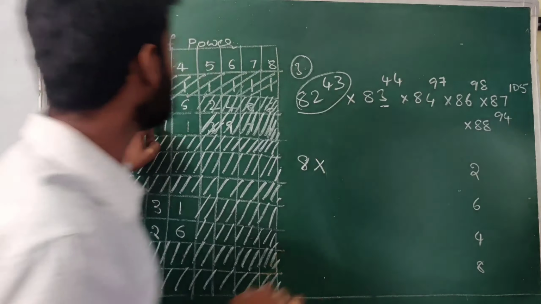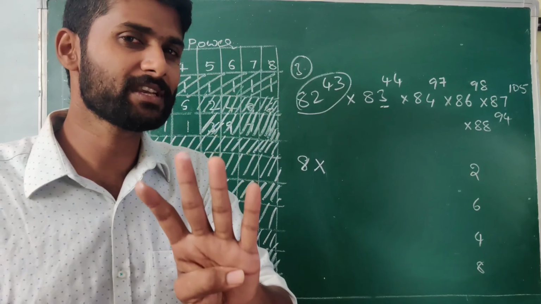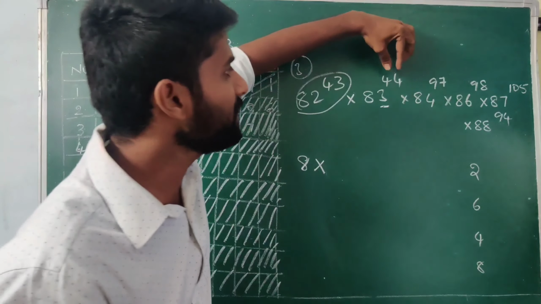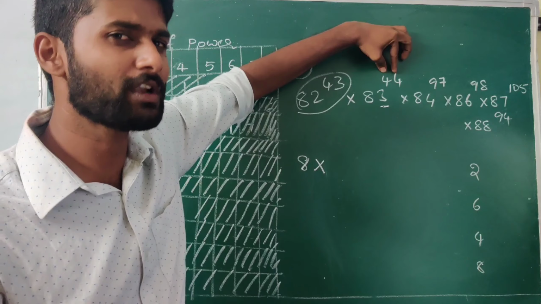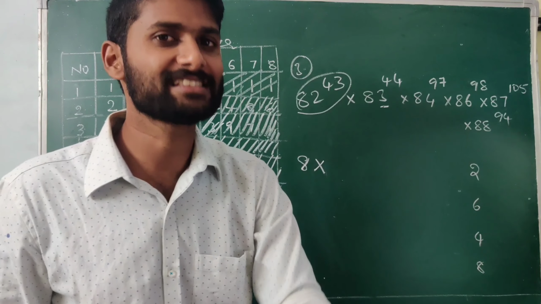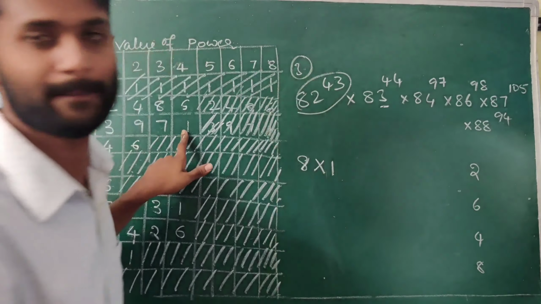Again we consider 3. We already know that 3 has 4 repeated values. So 4 values are repeated, meaning the power value is divisible by 4. We know that 44 is divisible by 4. 44 divisible by 4 means we get 0 as the remainder. If we get 0, the last number in the cycle is the repeated value. That's why here it is 1.